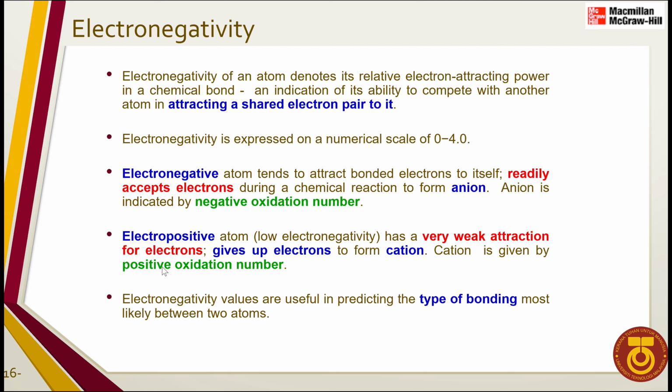So that's why it has a positive oxidation number. The opposite is true for an electronegative atom. That means it attracts electrons to itself, so it takes more negative charge to it. Because it accepts more electrons and has a net negative charge, it forms an anion. That's why it is indicated by a negative oxidation number. So just very easy, right? An electronegative atom has a negative oxidation number. An electropositive atom has low electronegativity, and it can readily lose its electron to form a cation. And that's it for electronegativity.